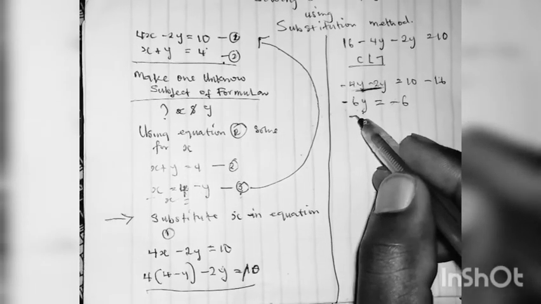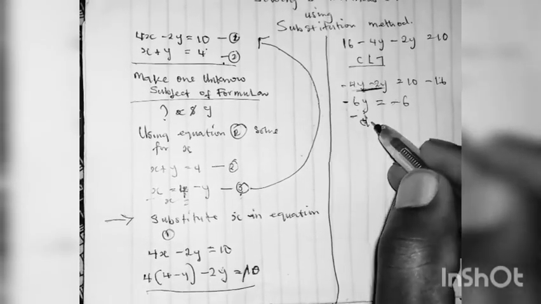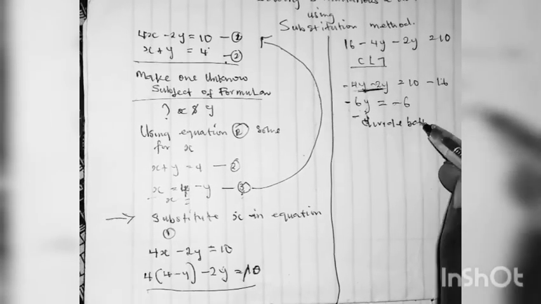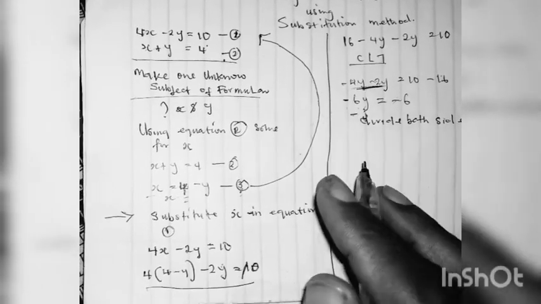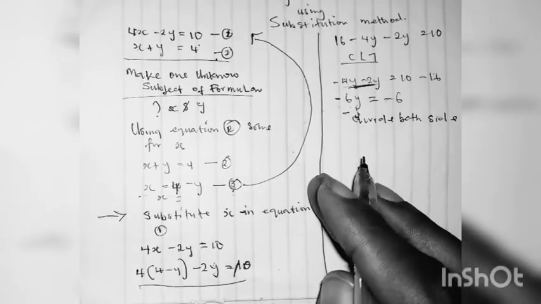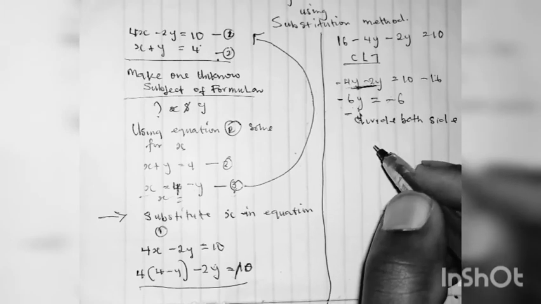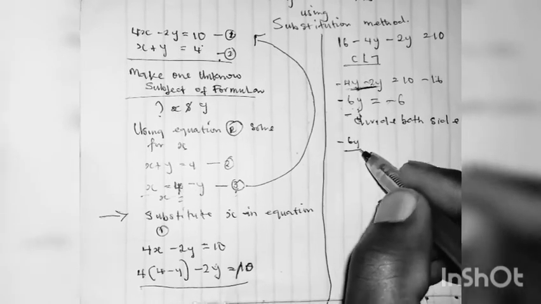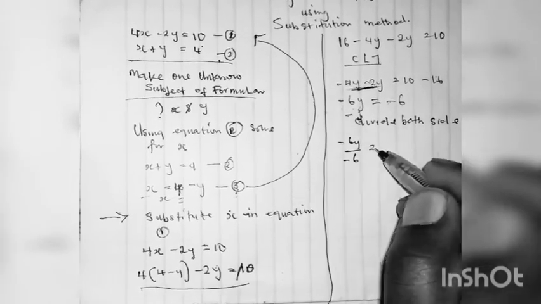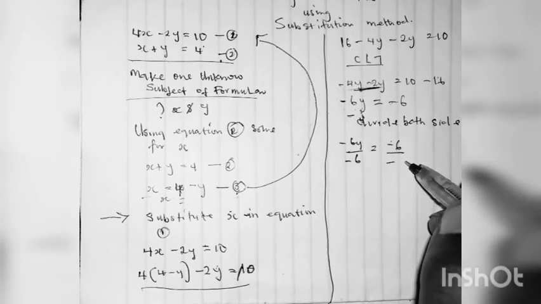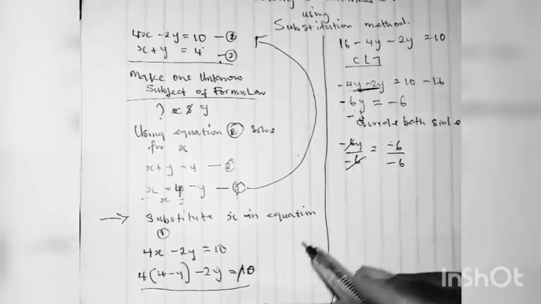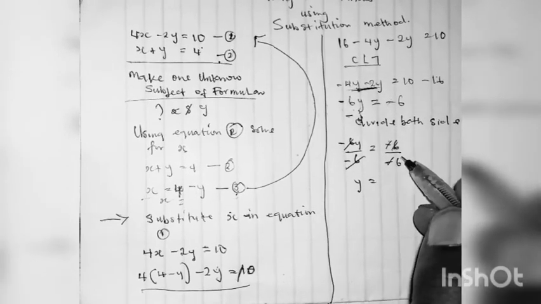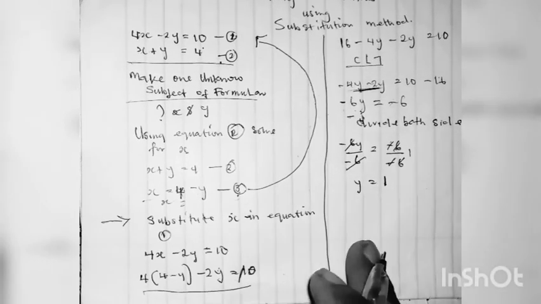Now we are going to divide both sides. So we say minus 6y divided by minus 6 is equal to minus 6 divided by minus 6. Minus 6 cancels minus 6, so we have our y standing alone equals minus 6 divided by minus 6, which gives us 1. Definitely our y is 1.